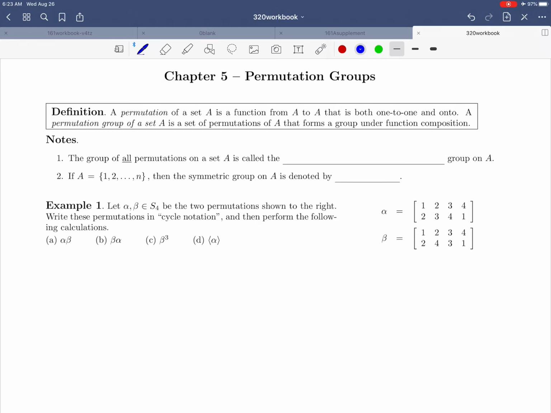Hello everybody, and welcome to the beginning of Chapter 5 on permutation groups. Up to this point in the course, you've talked about a lot of different groups, and we're going to add a new group to our list. Okay, so let's take a minute to read this definition together.